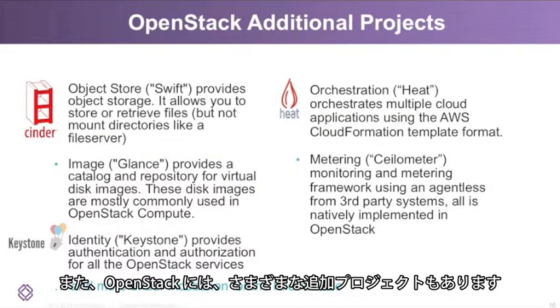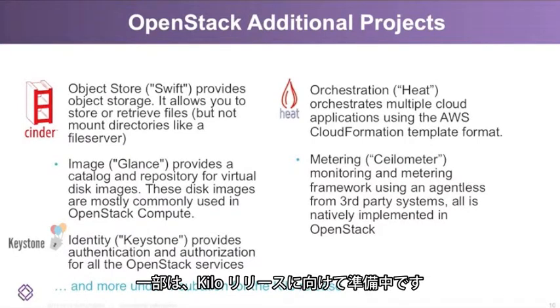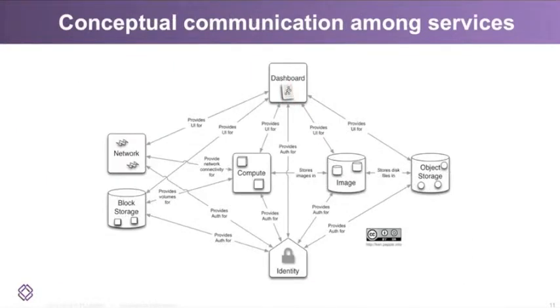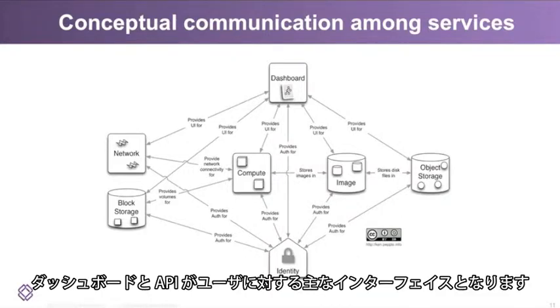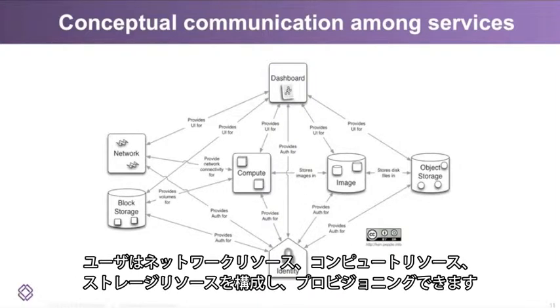OpenStack includes a variety of additional projects. Some of those are also under incubation for the Kilo release. This slide is a graphical representation of the conceptual communication among the different services. The dashboard and the API layer is the main interface to the user. Through this layer, the user can now configure and provision network, compute, and storage resources.